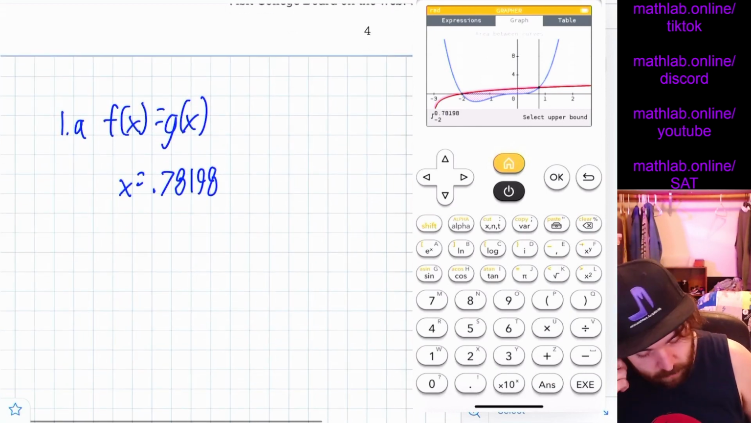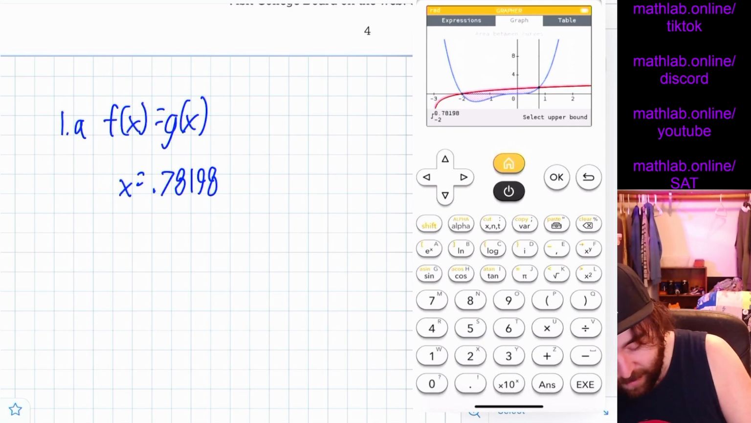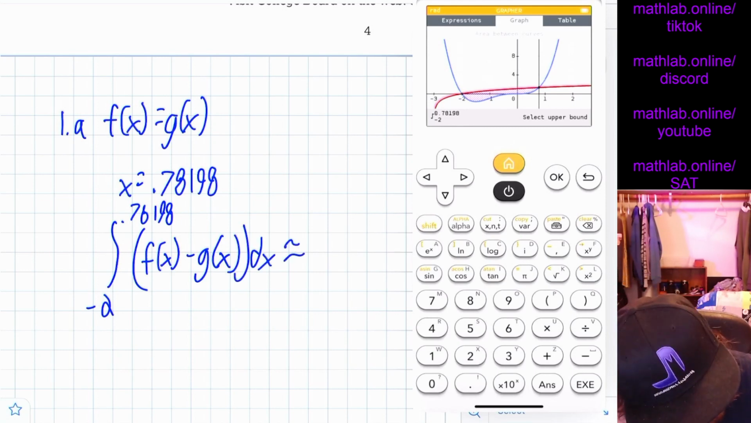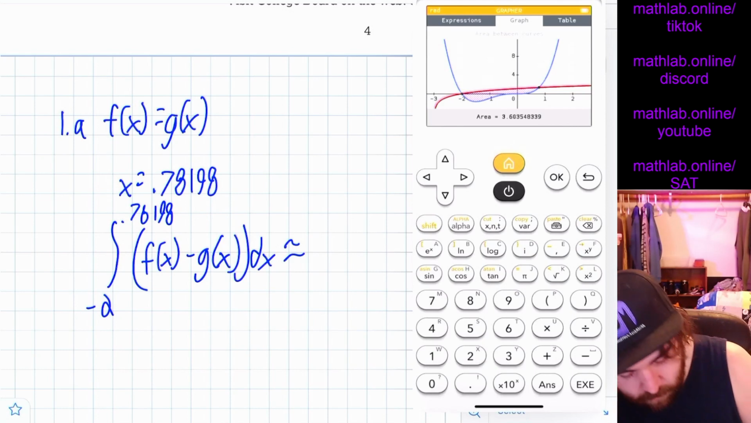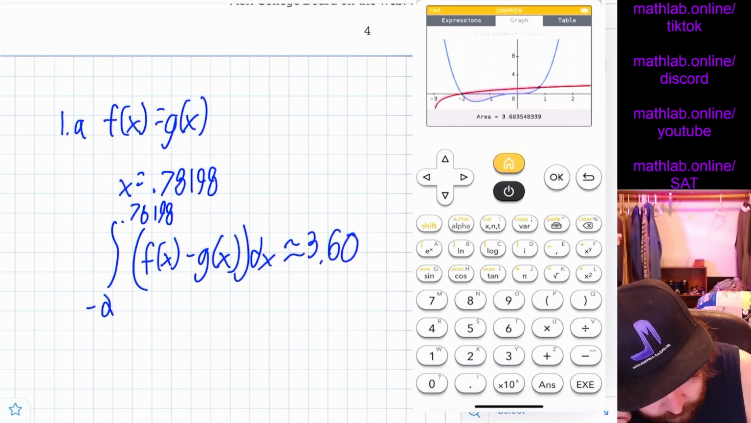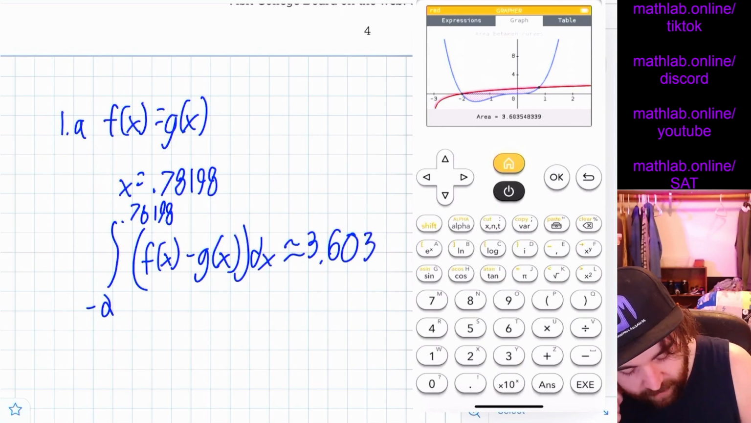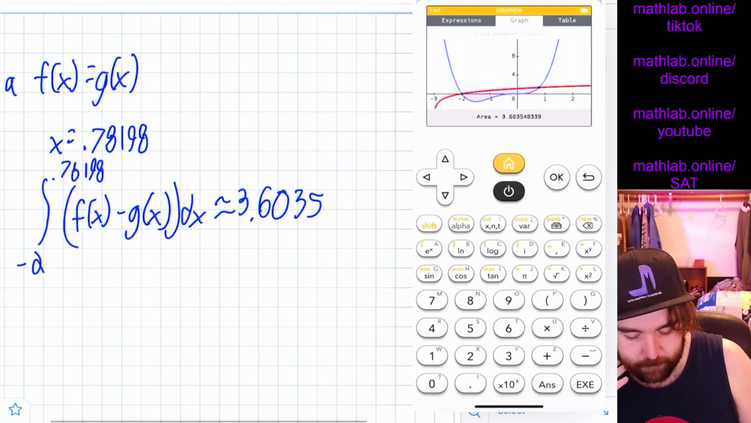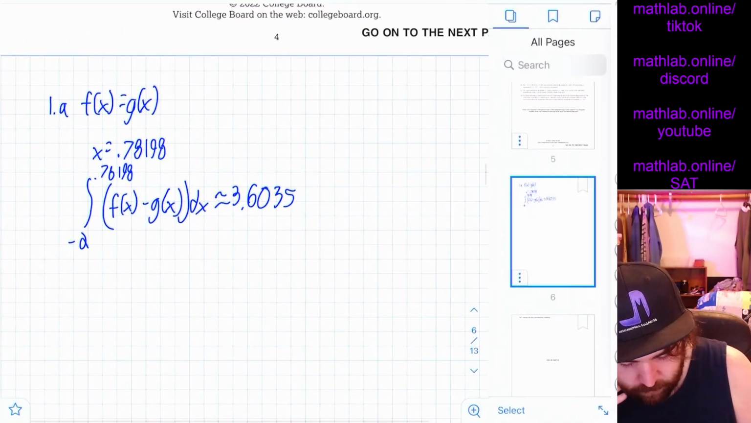So then, I mean, we're just typing into the calculator, right? What it is, it's the integral from -2 to 0.78198 of f of x minus g of x dx. And NumWorks just tells us that is 3.6035. I don't know, they were freaking me out with the decimals in the last one. Yeah. NumWorks is great. It just does that for us. Okay? B.